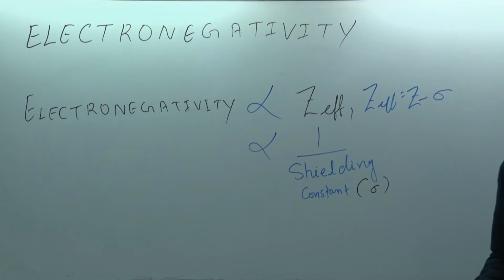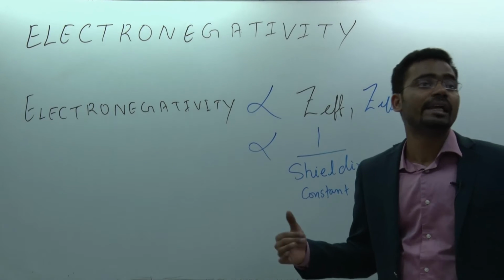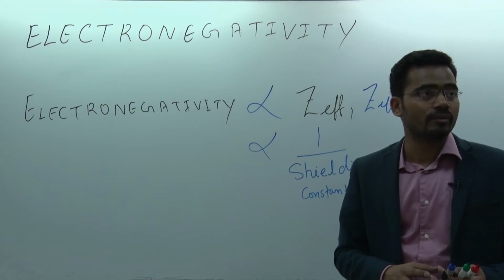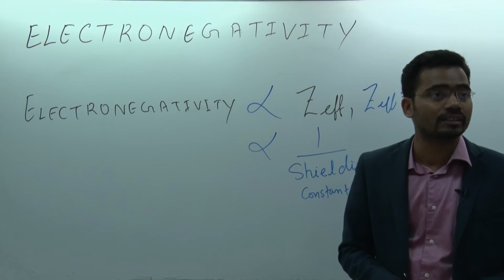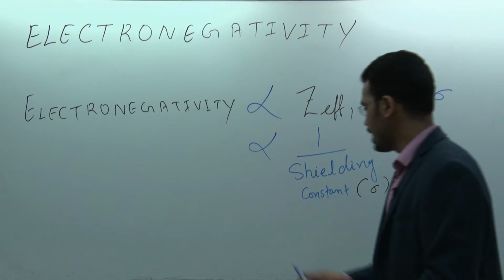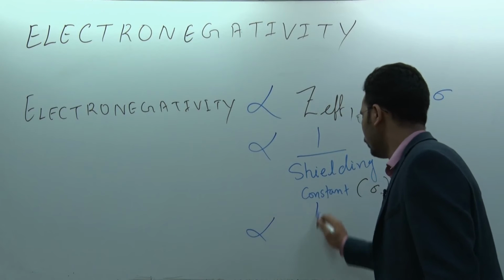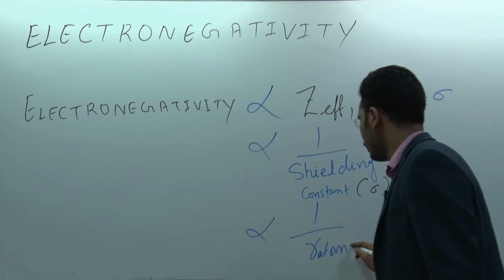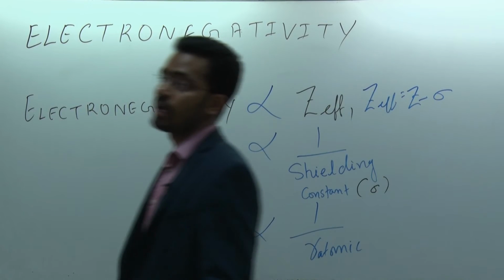And what about the radius? If the size of the atom is more, there is less attraction. Therefore, it is inversely proportional to the atomic radius R. So write down.